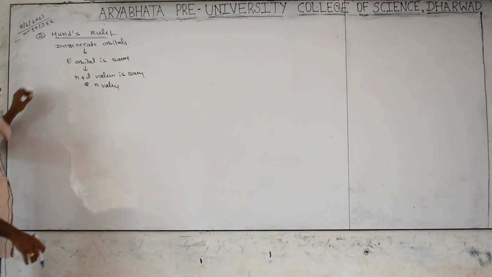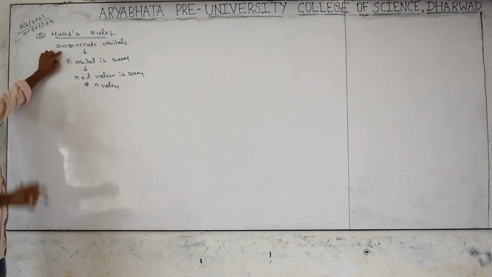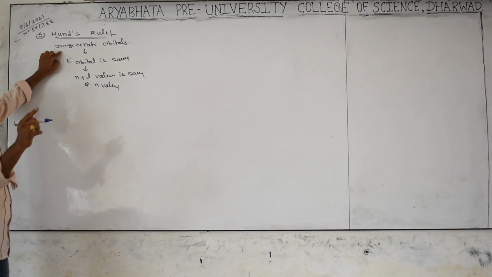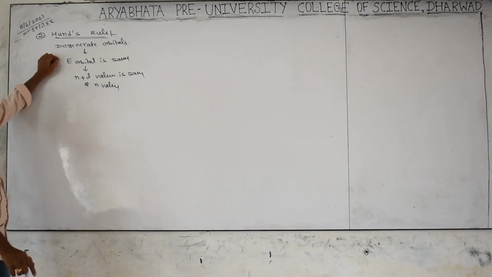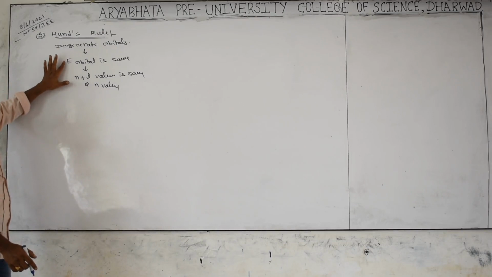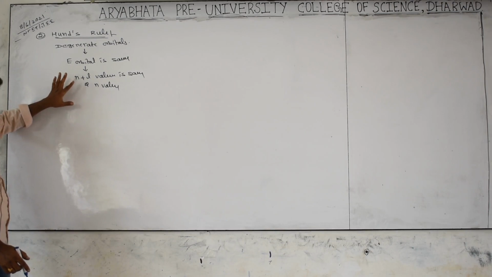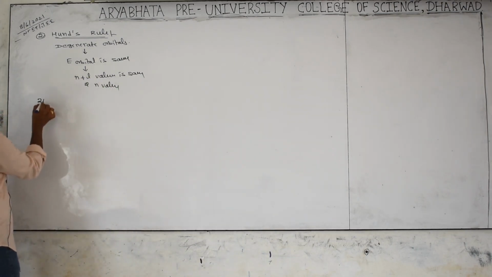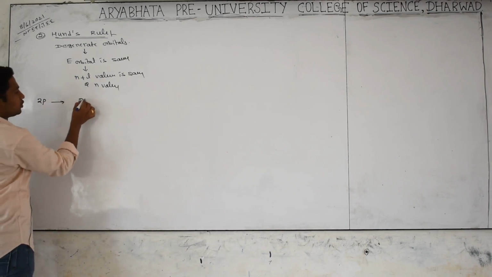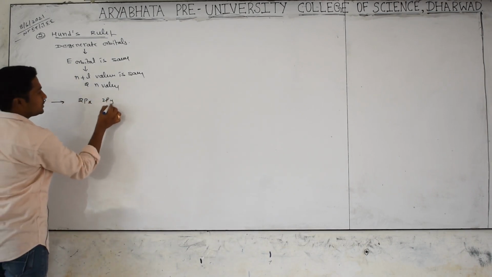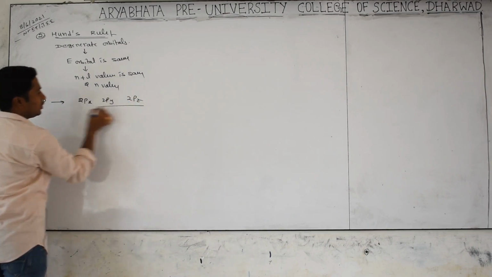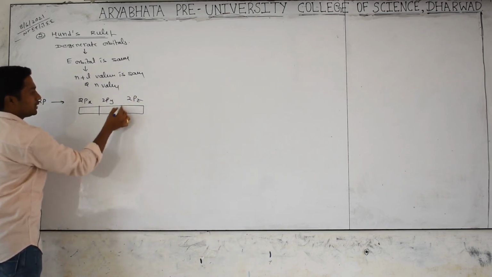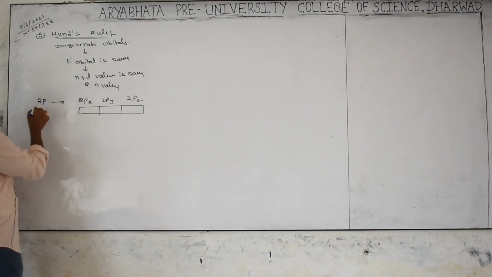Okay, then what happens in the case of degenerate orbitals? First, one electron enters each orbital, and only then does pairing happen. So degenerate orbitals means the energy of the orbitals should be the same: n plus l value should be the same, and the n value is also the same. For example, you have the 2p subshell. In that, 2px is there, 2py is there, 2pz is there. How many types do we have? We have 3 types.